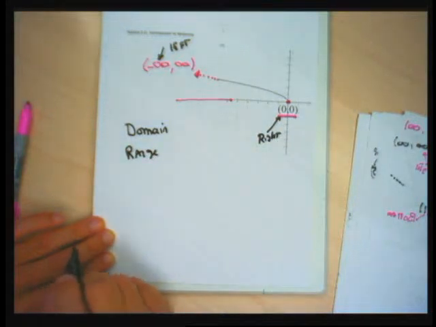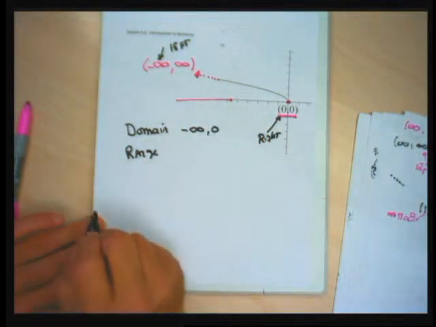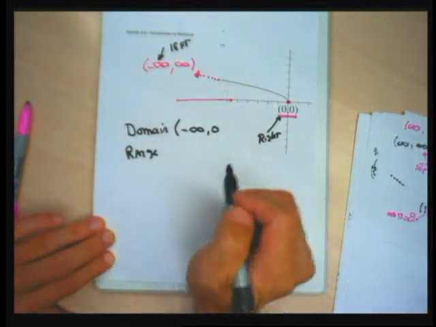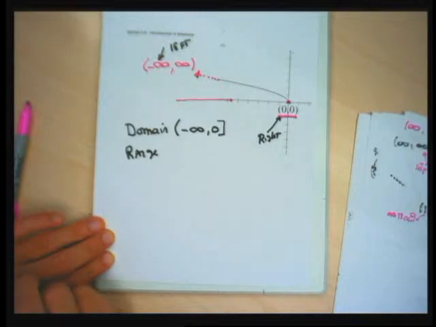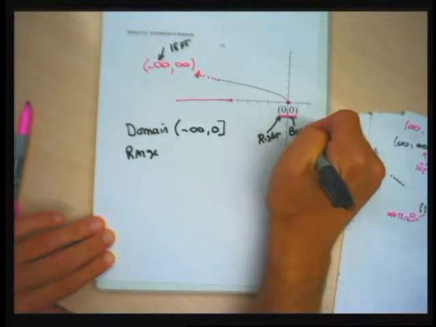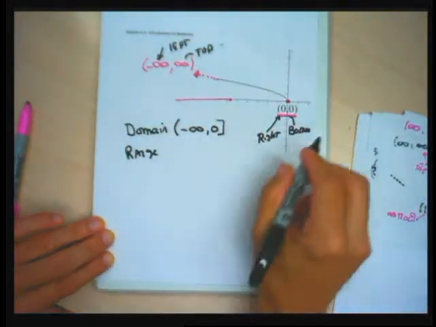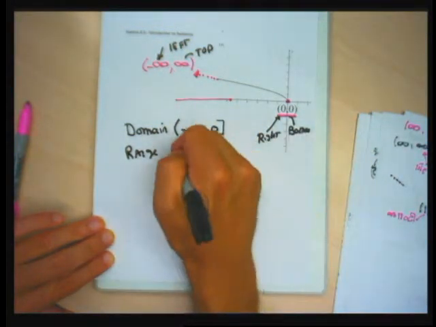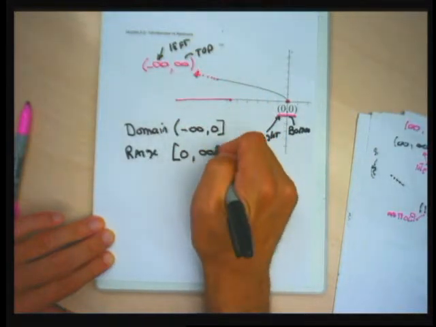I'm taking the most left point in its x, the most right point in its x when I do the domain. So my domain is going to be from negative infinity to 0. Infinities always get round brackets. Points on the graph usually get square brackets. For the range, I'm going to go bottom point in its y, and then top point in its y. The bottom point has a y coordinate of 0. The top point has a y coordinate of infinity.